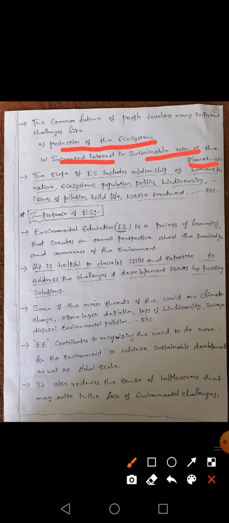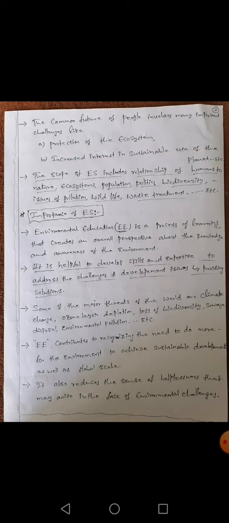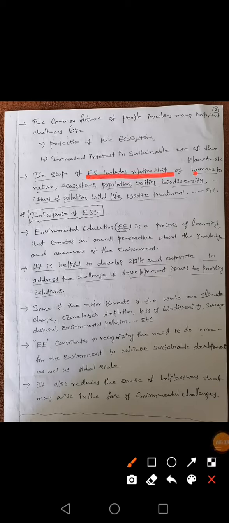So the final point is that the scope of environmental studies involves the relationship of humans to nature, ecosystem, population, politics, biodiversity and issues of population, wildlife, waste treatment. These are all things we have to focus on and develop in a good way. This is nothing but the scope of environmental studies.